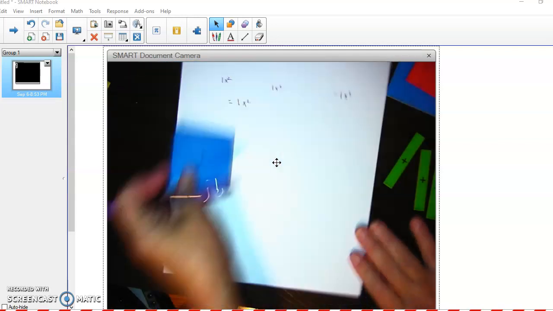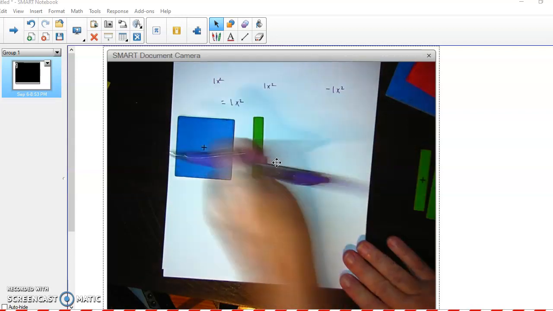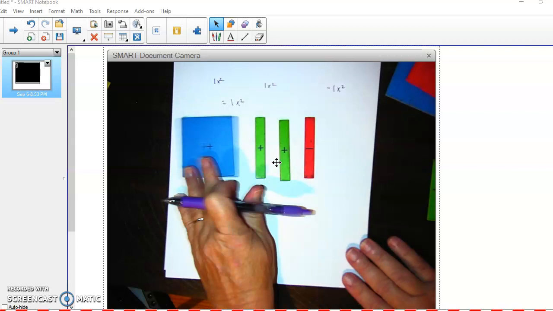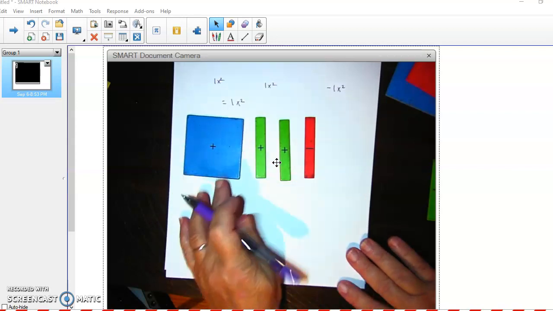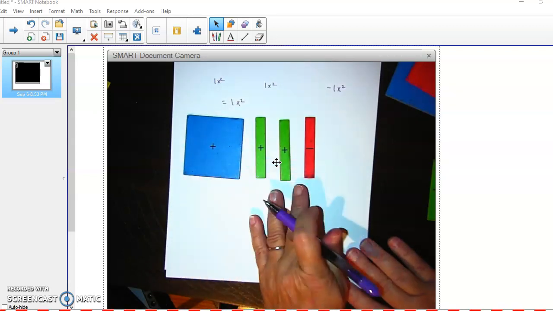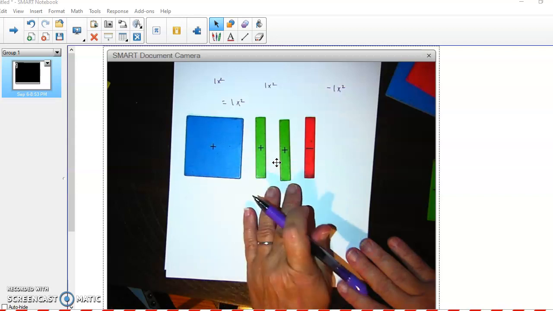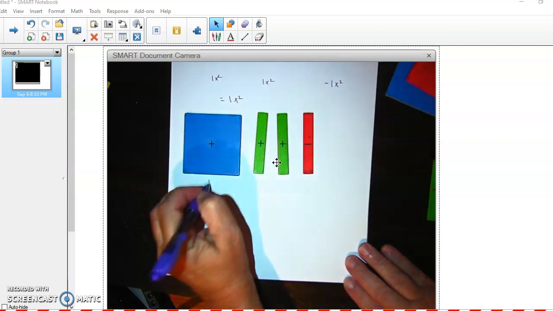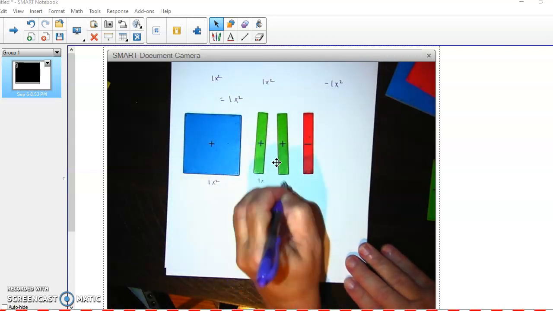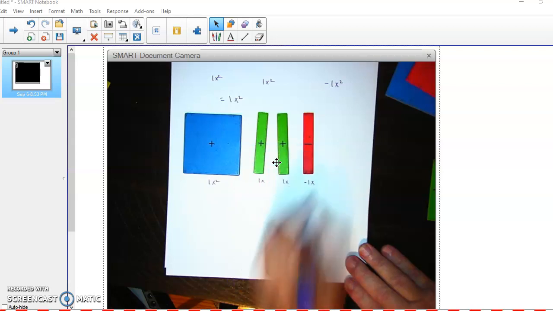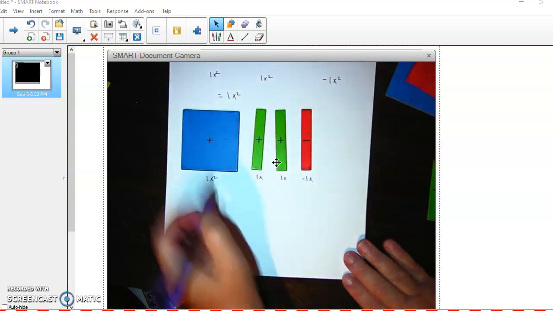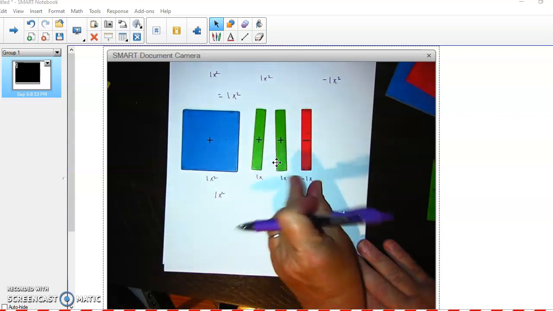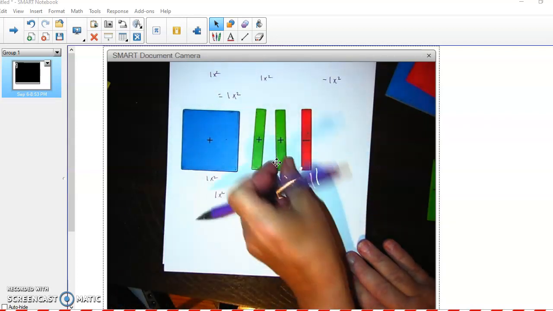Okay, next one. Do this one. Okay. So this one does not look like these. So I can't add this one to that or combine them together. I can write them as an expression. This is 1x squared, this is 1x, this is 1x, and this is negative 1x. So I have 1x squared. Doesn't look like anything. And then I'm going to combine these because these are like terms. So I'm going to make my 0 pair.